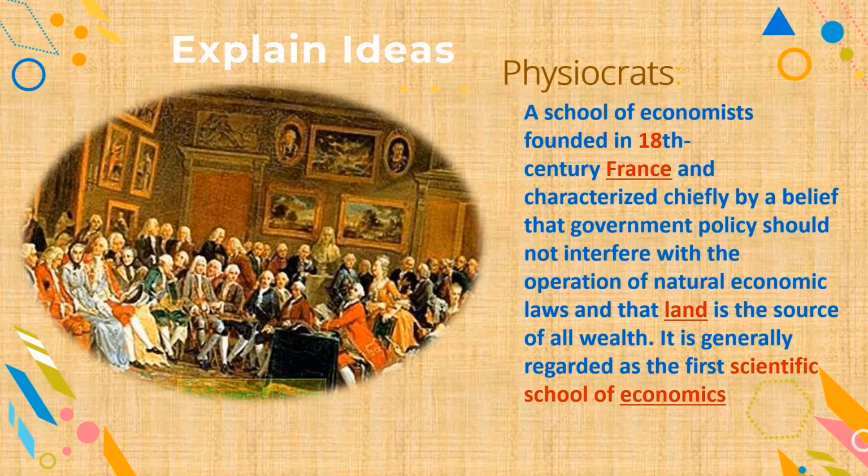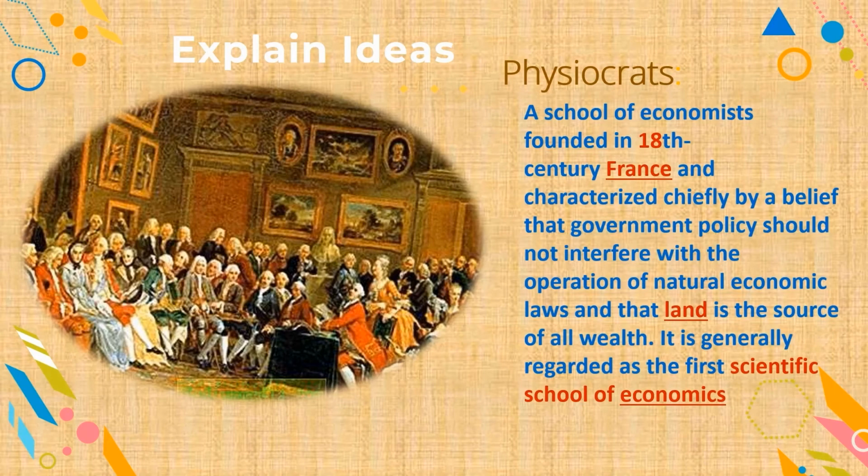Now, when we are discussing physiocrats, we have to explain some ideas. Physiocrats is a school of economists founded in the 18th century and characterized chiefly by a belief that government policy should not interfere with the operation of natural economic laws, and that land is the source of all wealth. Economists of France believed that land is the source of all wealth and government policy should not interfere with the natural economic laws. It is generally regarded as the first scientific school of economics.